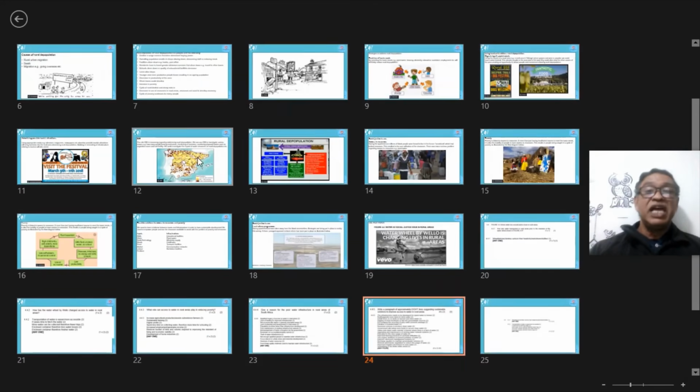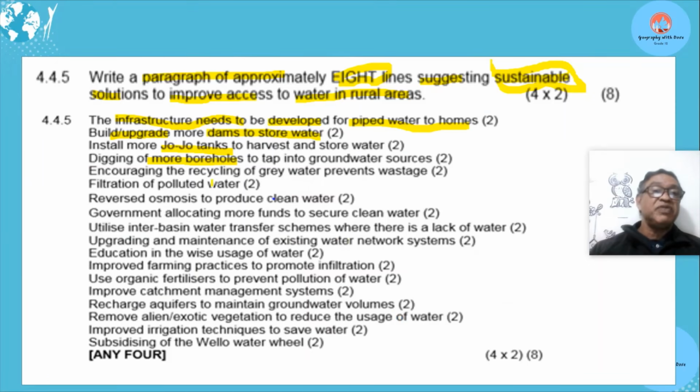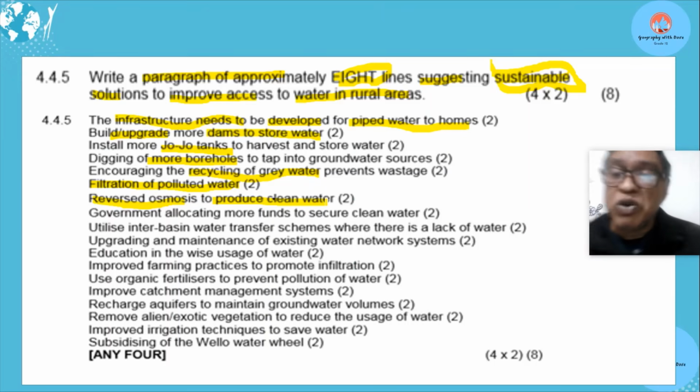Encouraging recycling of grey water, all right, water that has been used, recycling it, using it to supply water to the crops, etc. Filtration of polluted water, all right, filter them so they can be reused. Reverse osmosis to produce clean water, all right, where you remove all those pollutants, etc.